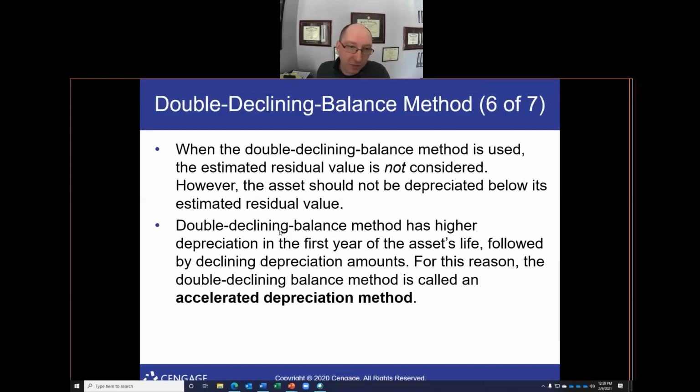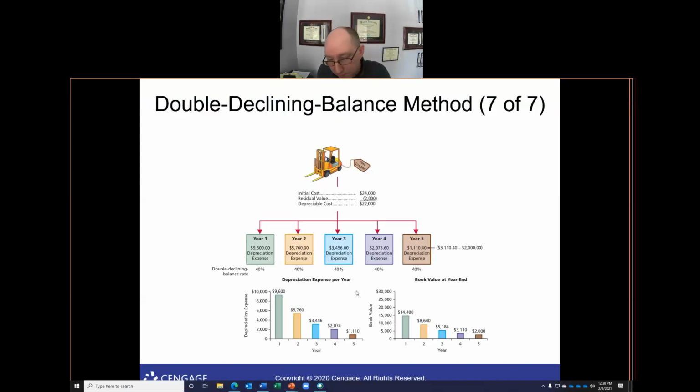That's what this top part is telling us. Double declining method has higher depreciation in the first year, which is why we call it double declining. This is also called accelerated depreciation method. That's another word for it.